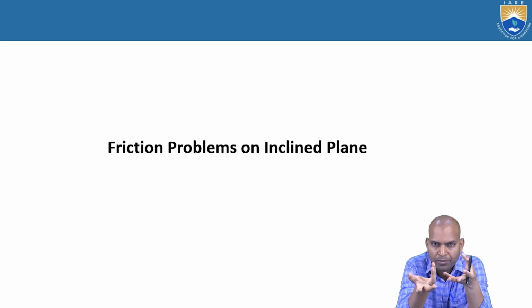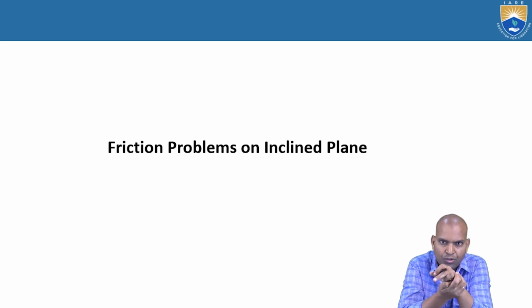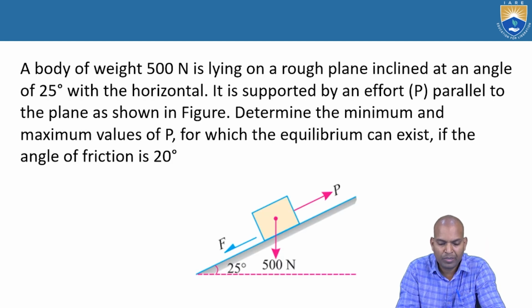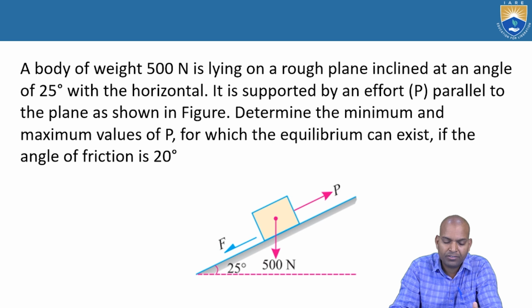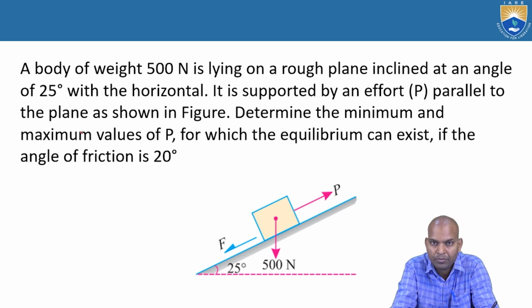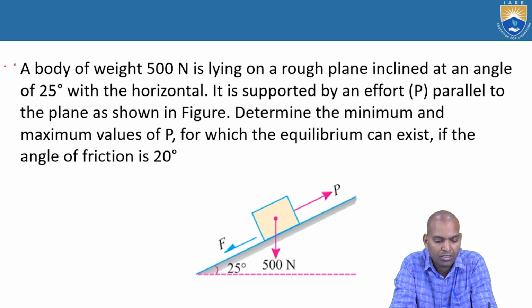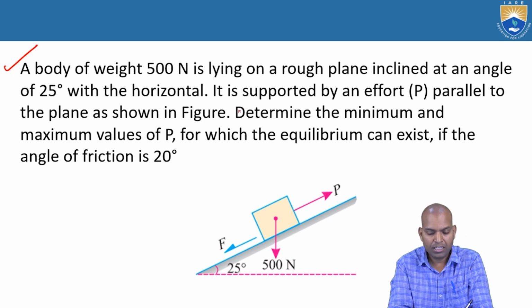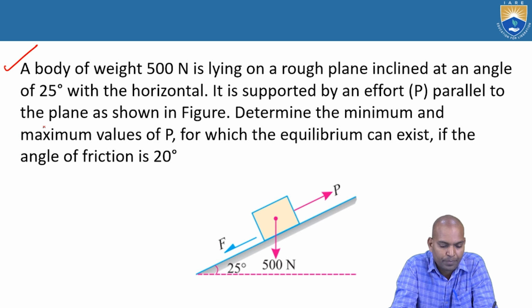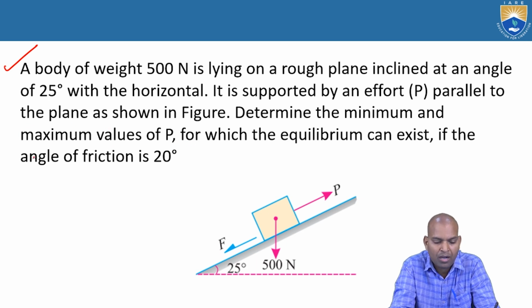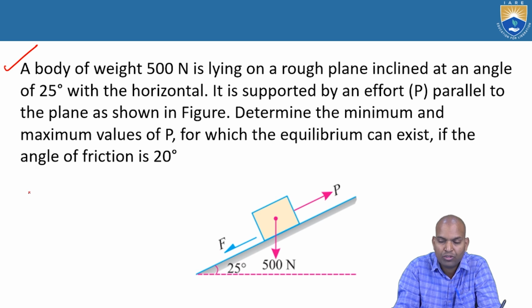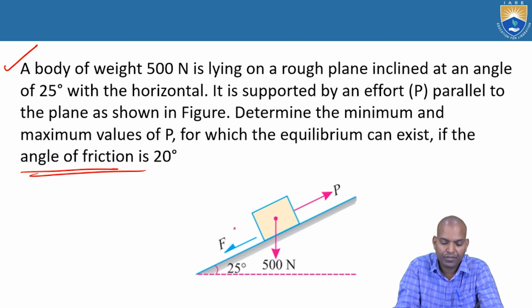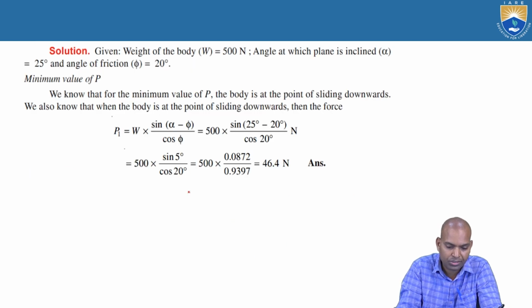Now here we are going to solve problems on the inclined plane. What about friction problems on an inclined plane? This is the problem. A body of weight 500 newtons is lying on a rough inclined plane at an angle of 25 degrees with the horizontal. It is supported by an effort P parallel to the plane as shown in the figure. Determine the minimum and maximum values of P for which equilibrium can exist if the angle of friction is 20 degrees. From the figure, P is inclined, the frictional force F acts downwards, the angle is 25 degrees and the 500 newtons acts downwards.